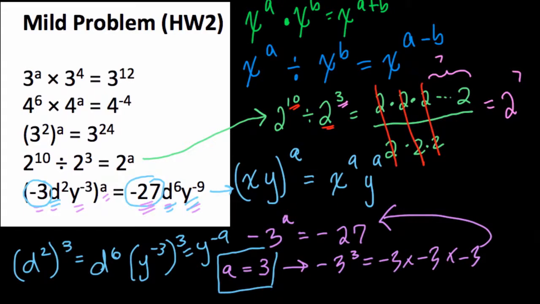Just be careful, of course, you can't distribute an exponent if what you have inside the parentheses is either a sum or a difference. X plus or minus y to the a power does not equal x to the a plus or minus y to the a. You can only really, in a sense, distribute this exponent to each piece if multiplication is the operation. And we'll talk more about why in other videos.